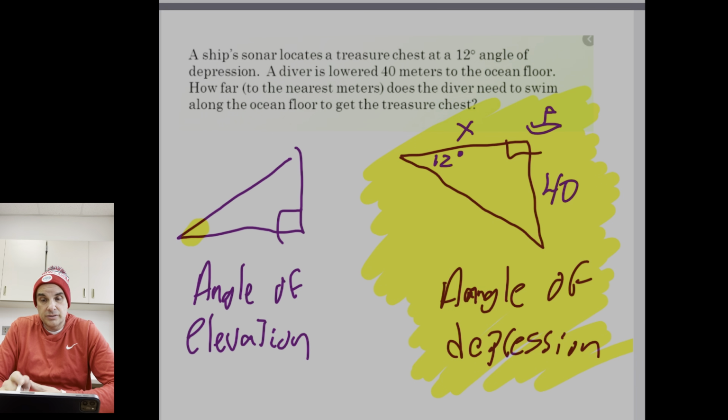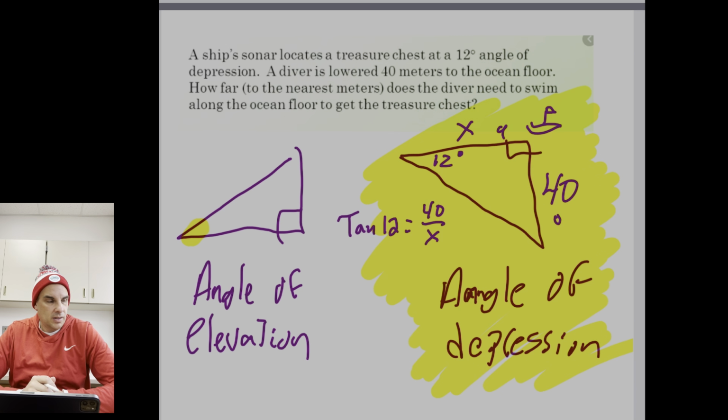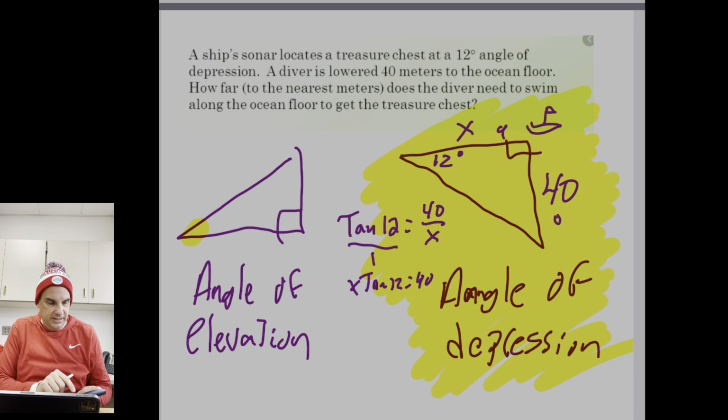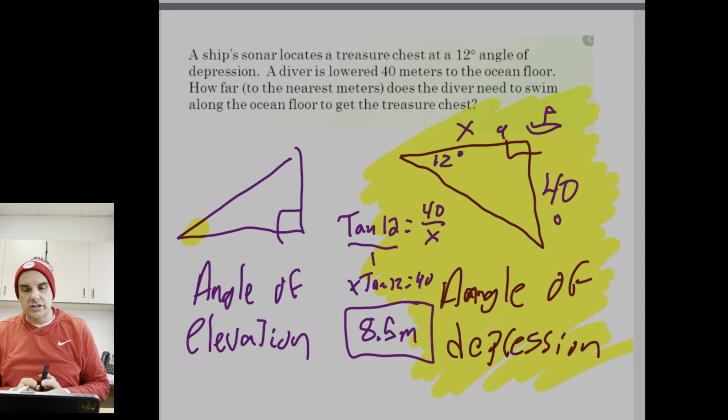So we're going to use trig ratios. We've got the opposite and we've got the adjacent. So we're going to go the tangent of our angle equals the length of the opposite over the adjacent. Cross multiply. That's x times the tangent of 12 equals 40. So we're going to divide 40 by the tangent of 12. So he has to swim 8.5 meters to get to the treasure chest.